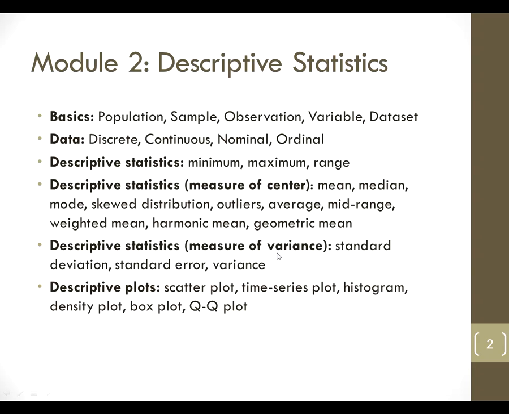We then talked about measures of dispersion, measures of variance in your data. So this can be described by the standard deviation or the standard deviation squared, which is the variance. And then we talked about the standard error a little bit. And again, this is just the error in your estimate of the mean for your data. And then finally, we finished up that lecture talking about descriptive plots that you could use to visualize your data.